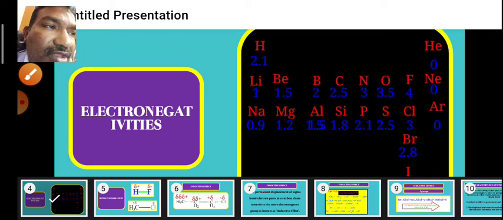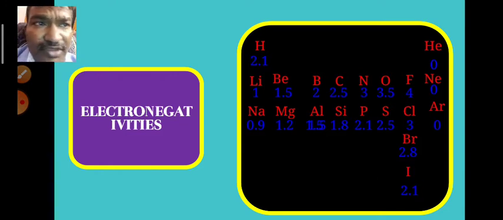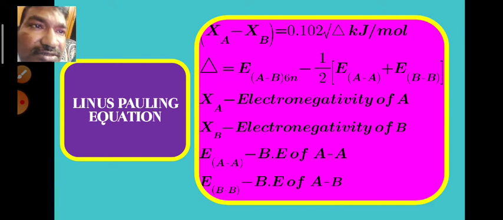And in the third period elements, electronegativity of sodium is 0.9, and electronegativity of magnesium is 1.2. Electronegativity of aluminum is 1.5. Electronegativity of silicon is 1.8. Phosphorus electronegativity is 2.1, and sulfur's electronegativity is 2.5. Chlorine electronegativity is 3. Here we know very well that magnesium atomic number is 12.